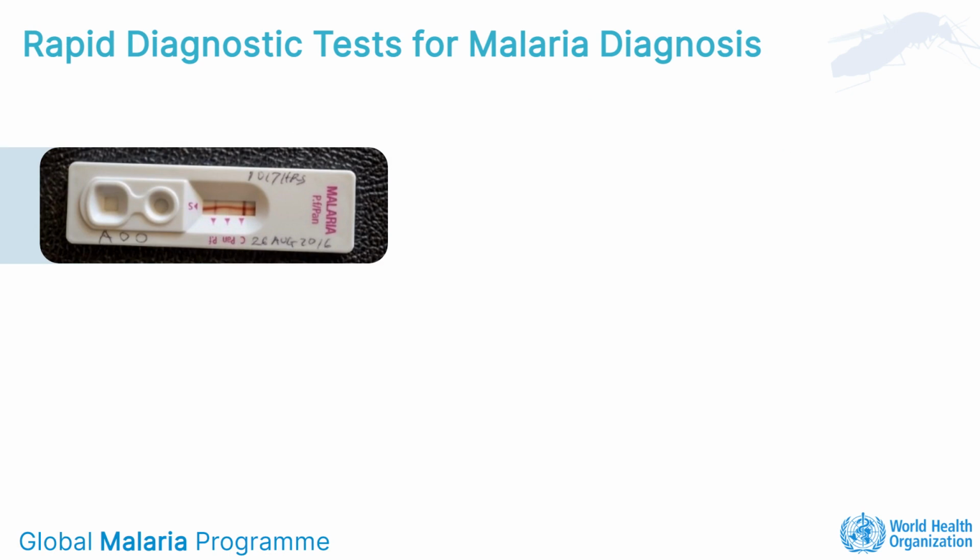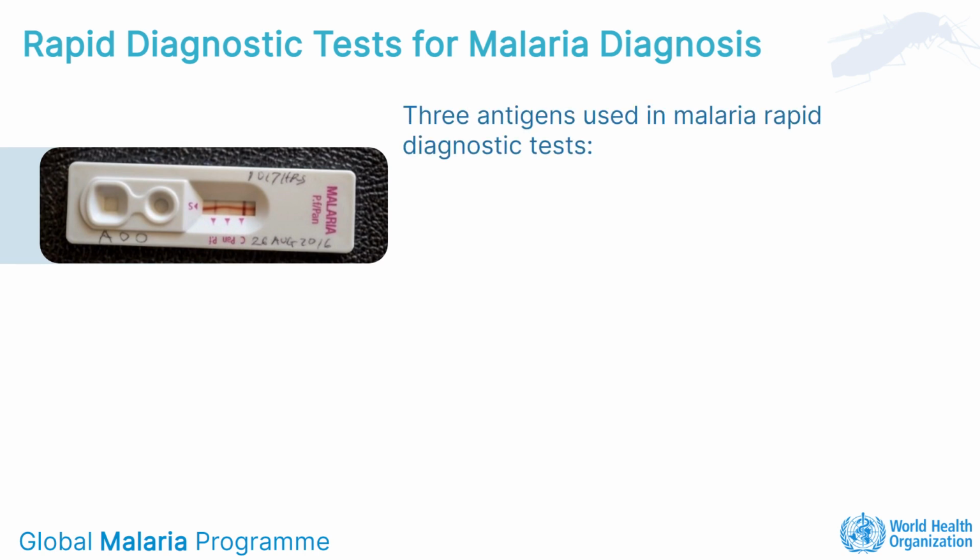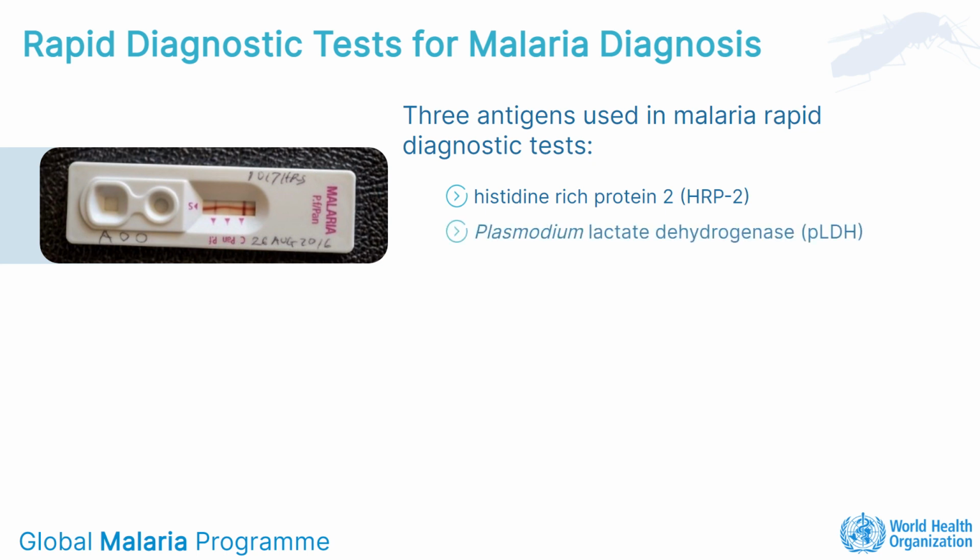RDTs are immunochromatographic lateral flow devices that rapidly detect malaria parasite antigens from a drop of blood taken from a fingertip. Three antigens are used currently. Histidine-rich protein 2 is specific to P. falciparum. Plasmodium lactate dehydrogenase can be used to identify all species of Plasmodium, to detect P. falciparum and P. vivax, as well as to distinguish P. falciparum from non-falciparum species. And aldolase provides a test for all Plasmodium species.